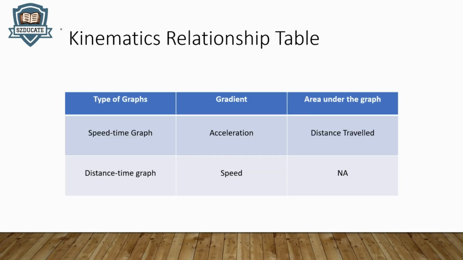Okay, this is a kinematic relationship table that I came up with. I think for those students who are not taking physics, it'll be easier for you to understand the table. In the speed time graph, the gradient represents the acceleration, and the area under the graph represents the distance traveled. And in the distance time graph, the gradient represents something else.